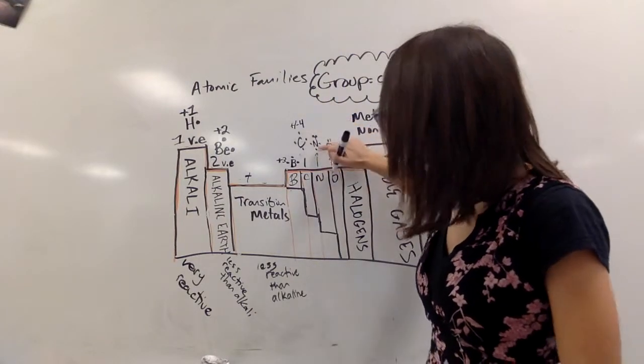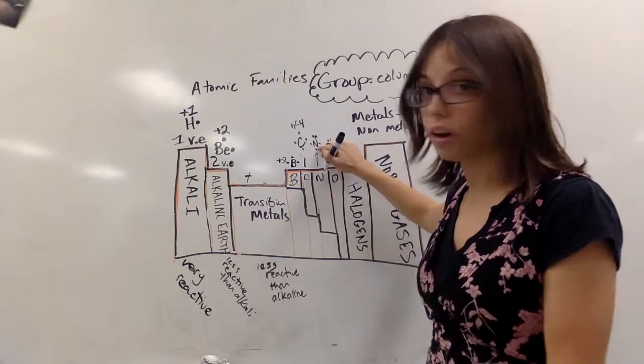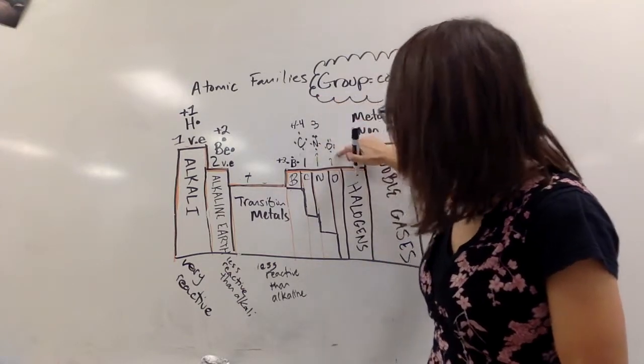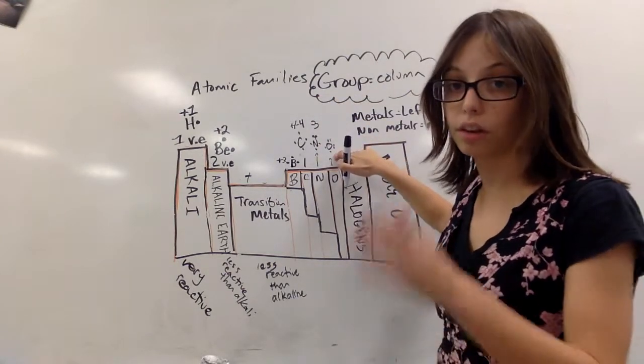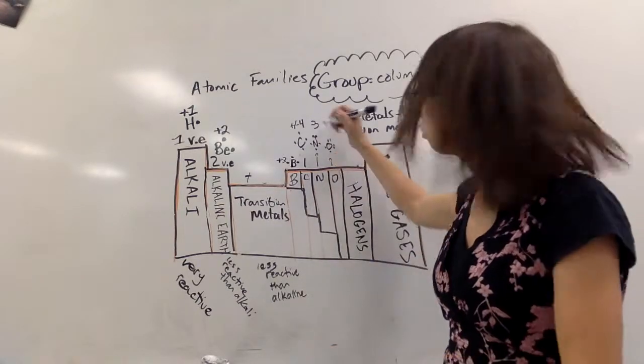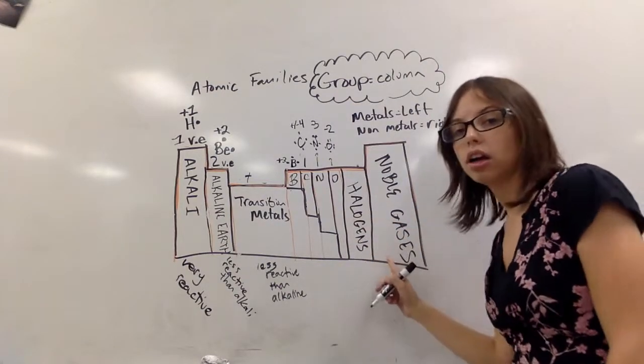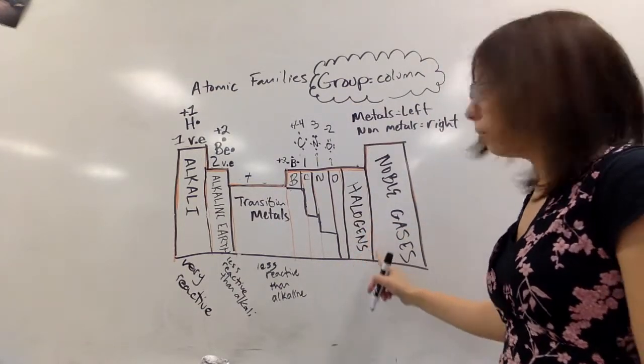Nitrogen, now I have 5. Now it's easier for me to gain. Gaining 3 is easier than losing 5. Charge of -3. Oxygen has 6. Everybody in the oxygen family has 6. It's easier to gain 2 than it is to lose 6. So charge -2.